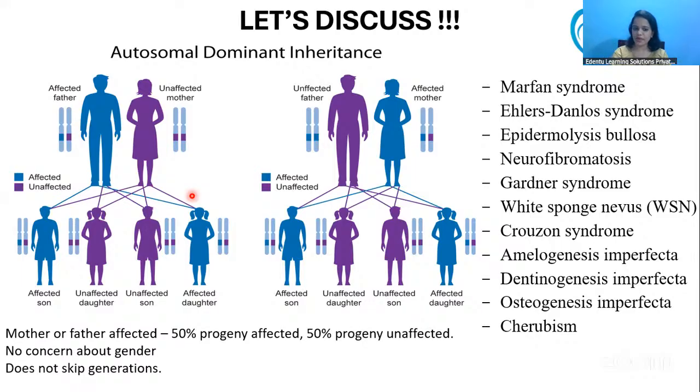50% progeny will be affected and 50% progeny will be unaffected in this autosomal dominant pattern of inheritance. Okay, no need to get concerned about the gender because this is an autosomal mode of transfer. In the X-linked pattern only, you have to be careful about the gender also. And another main thing is that it does not skip generations.